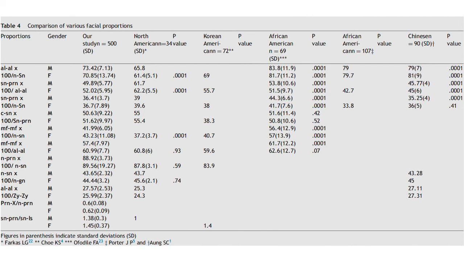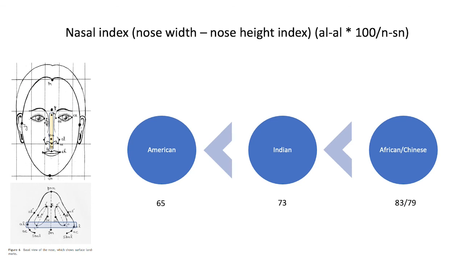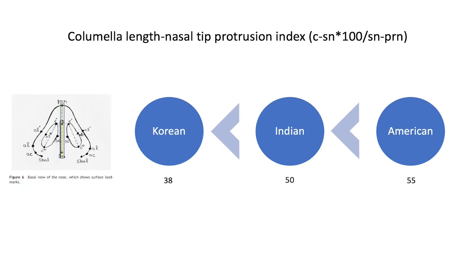Proportional indices were also found to be statistically different in 3 out of 6 values when compared with the North American study, in 4 out of 6 in the African American study, and 2 out of 3 in the Chinese study. According to this article, the Indian nasal index was higher than North Americans, but lower than Africans and Chinese. The values were statistically different from these races, even though some of the individual linear parameters were comparable.